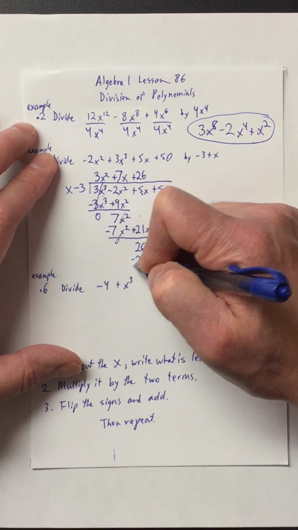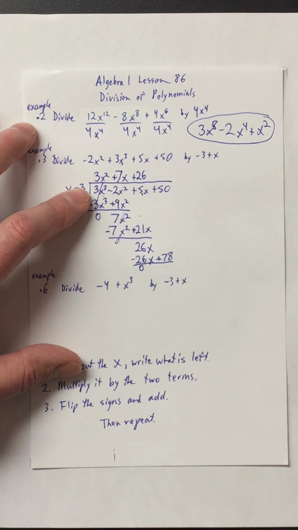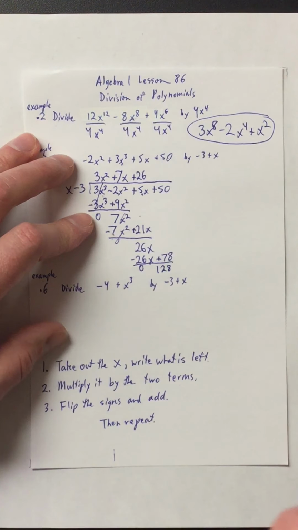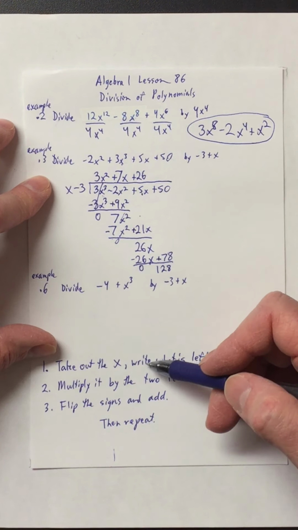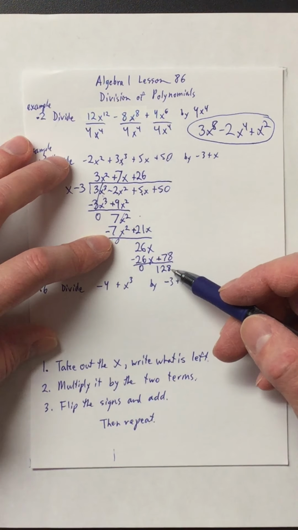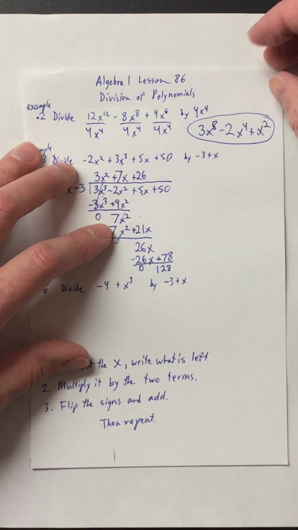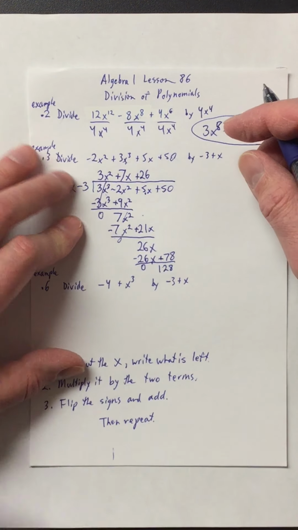Then, once again, I flip my signs. This one's going to cancel. Then I get 50 plus 78, which is 128. Now, once I get to this point, I don't have any x's left, so I can't take an x out. So I actually write it as a remainder, just like we would in elementary class when you get to the end of the problem and you don't have a large enough number to divide into anymore.